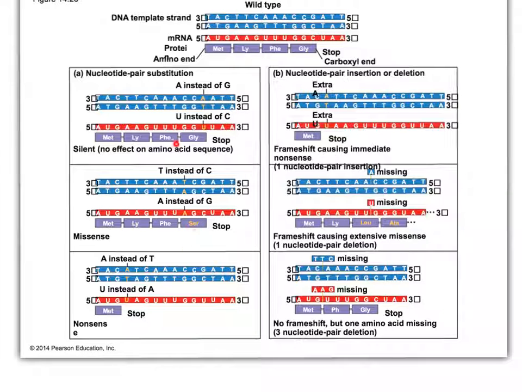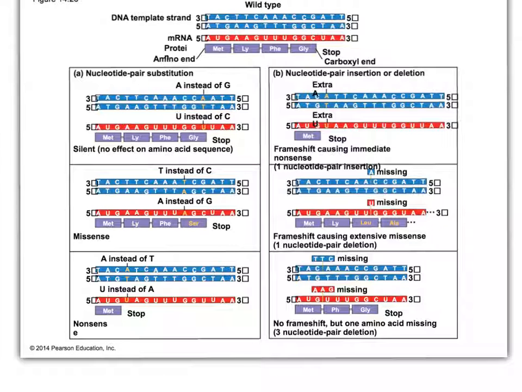You introduce one mutation, in this case at the end, it's a silent mutation. So in the first box you see a silent mutation. Because that point mutation doesn't change the amino acid, there's no result in changing the protein. It's silent, so it doesn't really do anything.